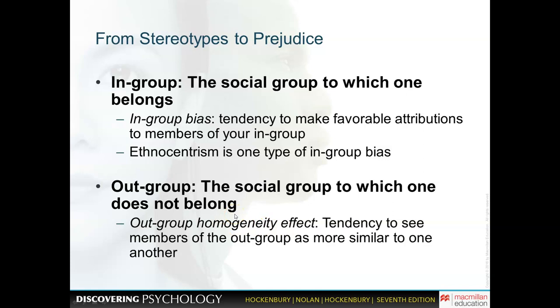Okay, and kind of on the opposite end of the spectrum from in-group bias is the out-group homogeneity effect. That's our tendency to see members of the out-group as more similar to one another. So that's basically, oh, blah and blah, they're all alike. They all just act this way, or they all think this way, or behave this way.